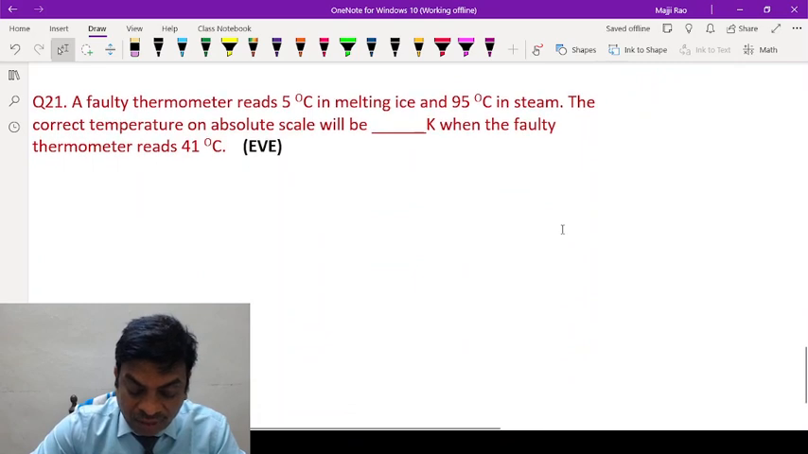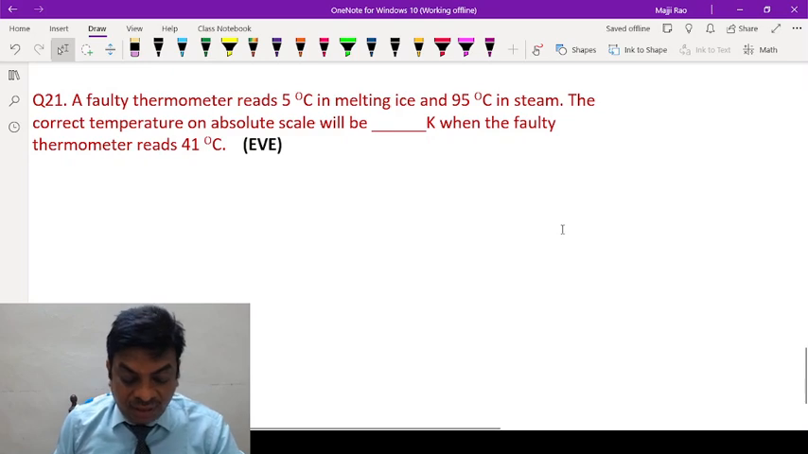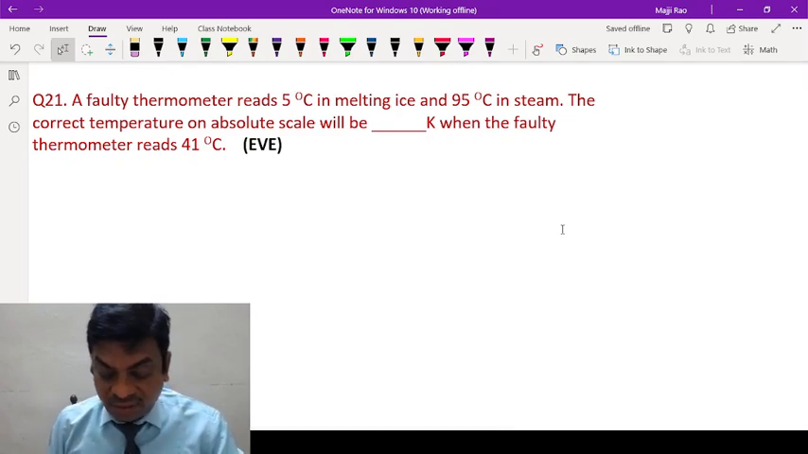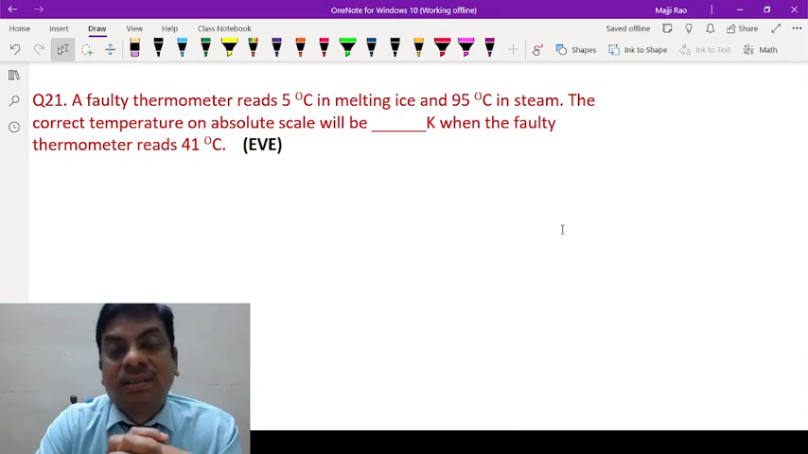A faulty thermometer reads 5 degrees Celsius in melting ice and 95 degrees Celsius in steam. The correct temperature on absolute scale will be this much Kelvin when the faulty thermometer reads 41 degrees Celsius.